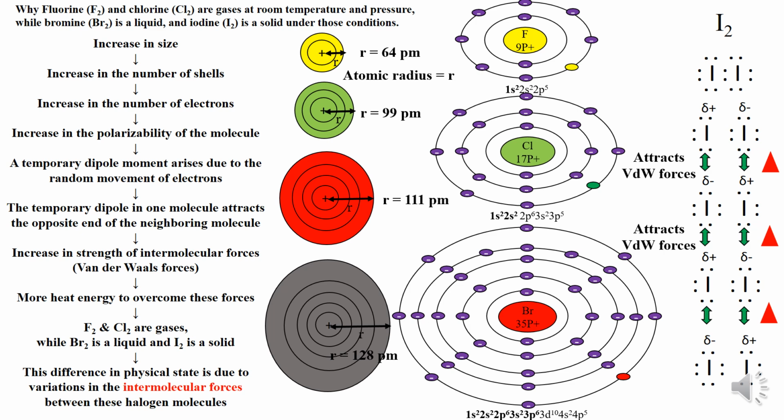Now the key takeaway is that the difference in the physical state of halogen molecules is due to variations in the strength of the intermolecular force between the halogen molecules. So it is the variation in the strength of the intermolecular forces that leads to the different physical states of the halogen molecules. So that is why fluorine and chlorine are gaseous in nature, bromine is liquid, while iodine is solid.